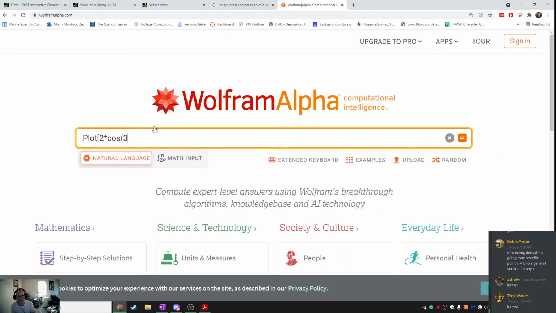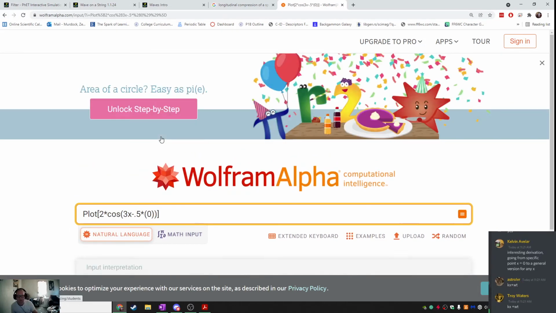Yeah, let's not do that. Let's make k equal to 3. So we'll have 3x minus, and we'll make omega equal to 0.5 or something. And now in here, I'm going to put in the time. But the first time that I'm going to plot is going to be t equal to 0, just to show you what this looks like real quick. That should work. I don't know if it will or not, but we'll see.